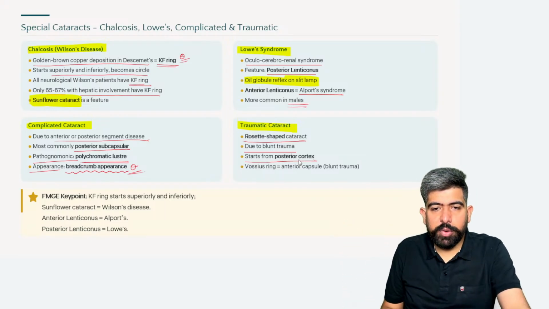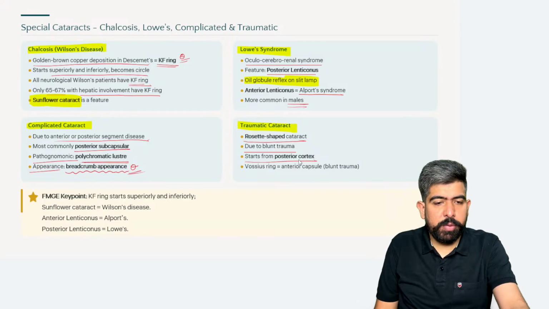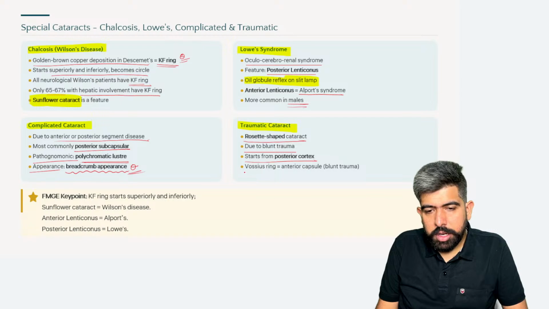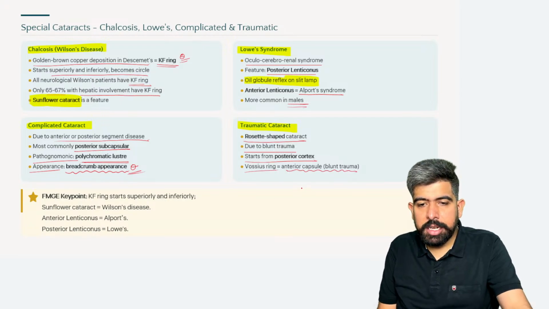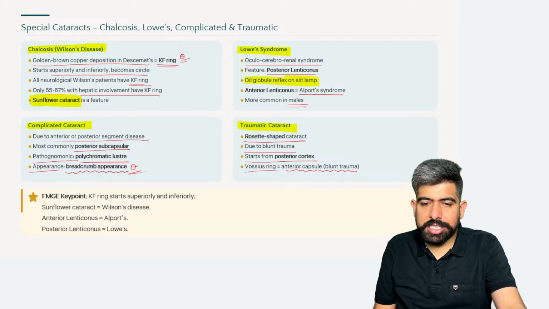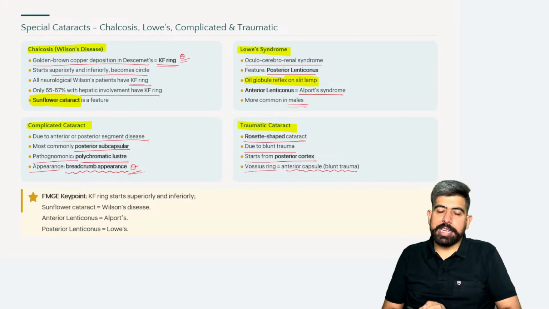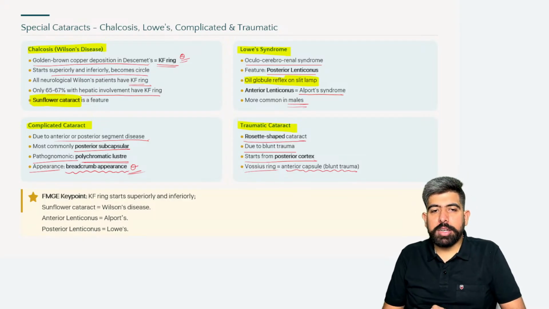Now, moving forward to the next, which is your Vossius ring, right? The Vossius ring is on the anterior capsule, which is also seen in blunt trauma. The rosette starts from the posterior cortex, and the Vossius ring will be seen in the blunt trauma category.